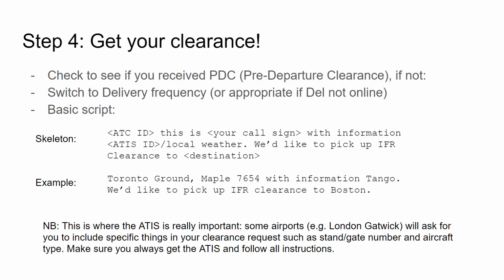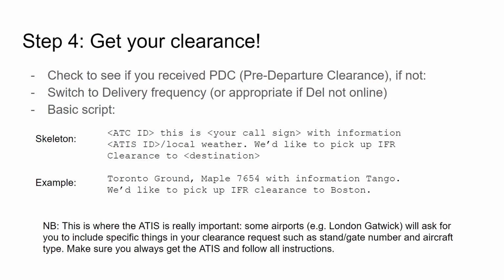If they're super busy, one thing I should note, and you can barely get in, you're not going to want to contact them and give them all of this information at once. You're just going to want to say, Toronto Ground, Maple 7654, and then they'll say, Maple 7654, go ahead, or they're going to say, Maple 7654, stand by, we'll get to you in a second, which is just what that means.